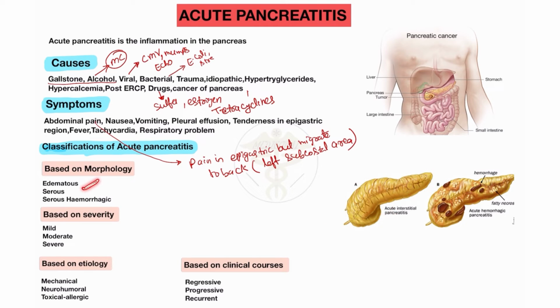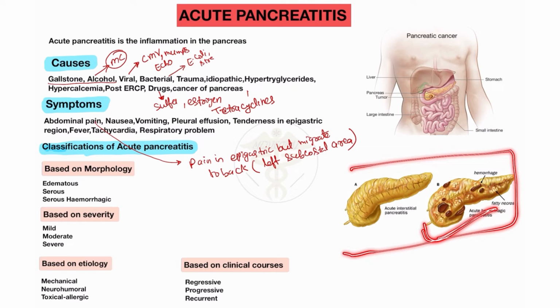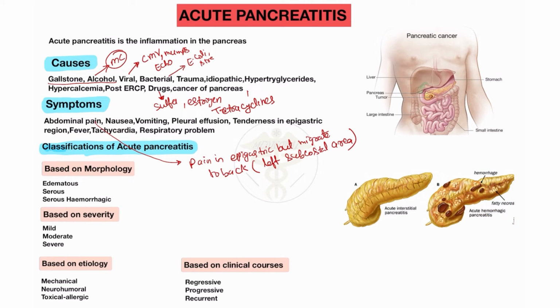Serous means serum fluid is accumulated inside the pancreas, then you will see the serous type of acute pancreatitis. And serous hemorrhagic, here you will see hemorrhage occur in the pancreas. So the serous hemorrhagic type of pancreatitis you will also see in the patient of acute pancreatitis. So on the basis of morphology, you will see these three types of classification.